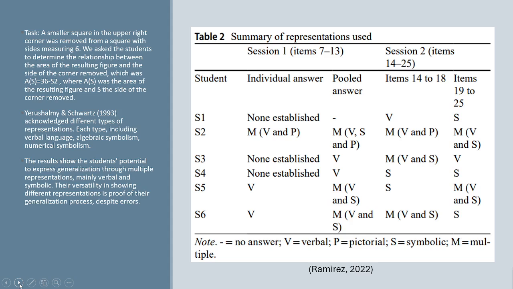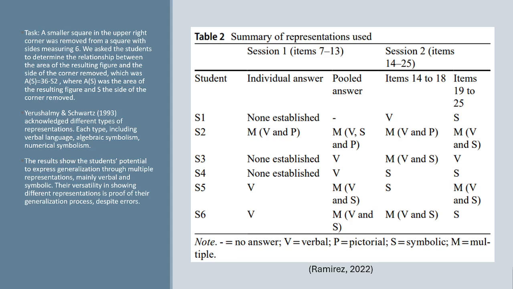And their versatility in showing multiple different representations is proof of their generalization process, despite there maybe being some errors in their mathematics. And so ultimately, for example, the students overcame the difficulties through their use of those verbal or multiple representations.